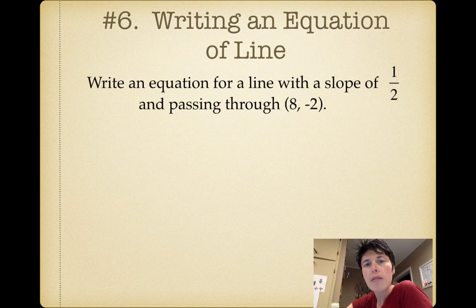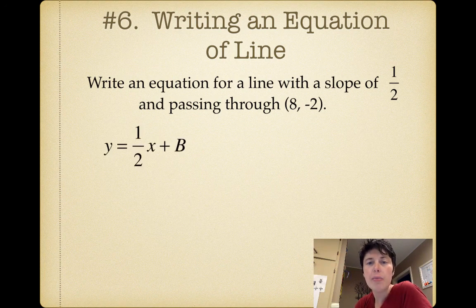All right, so let's talk about writing an equation of a line just in general. So here's an example, very typical algebra problem. It says write an equation of a line with a slope of 1/2 and passing through (8, -2). Like all the other problems, I would pause it and see if you can do this, because this is a review, so I'm hoping you remember how to do this. Okay, so here's your work.